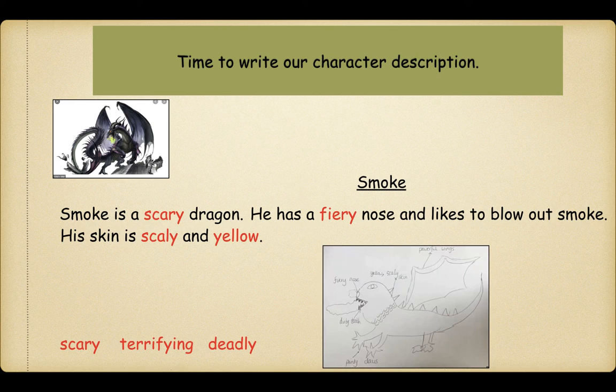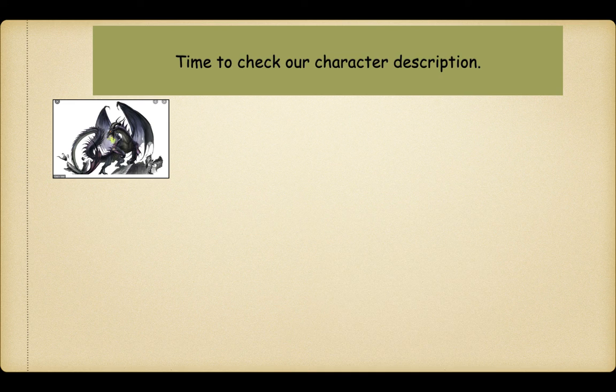Okay, what's going to happen next? Well, this is what's going to happen next. I'm only going to write those 3 sentences and then I'm going to check the sentences. So it's time to check our character description. Okay, what do I want to check? Well, yes, I've got a title and I spelled smoke correctly. What next? Well, I've got smoke is a scary dragon here. Now, what I have done is I highlighted my adjective, which is scary. It's in red. I also changed the letter S to blue.